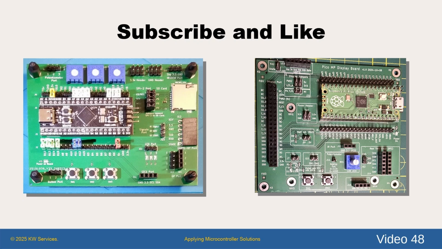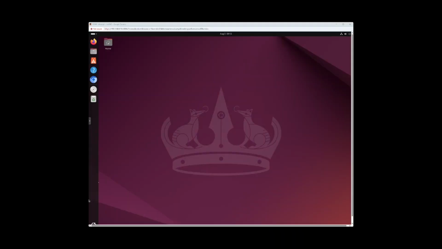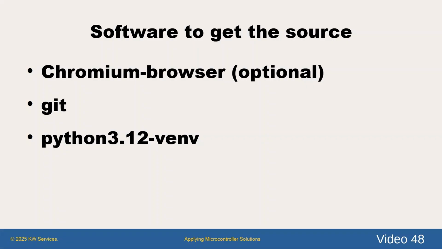Our goal is to walk through the steps to build the firmware. Additionally, we want to verify the firmware by loading a simple example. We will introduce Kevin Schlosser's GitHub site, install the prerequisite software for the build environment, perform the build steps, deploy the firmware, and finally review a simple LVGL example in its configuration. The resulting firmware and simple example files are at my GitHub site that is mentioned in the description and endnotes for this video. First, we have software we need to install.